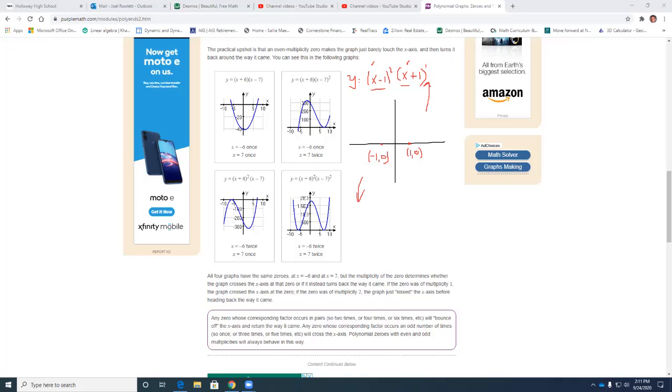And I know that at -1, it has an odd multiplicity, which means it has to slice through that graph at -1. So it's going to go up and slice through. And then I know that when x is equal to +1, it has an even multiplicity, which means we would have a bounce. So the graph would look something like this. We would have a bounce.